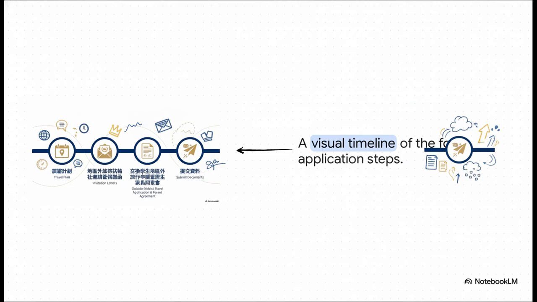This process builds a really clear timeline. First, you and your hosts outline the where and when of your travel plan. Next up, you obtain the formal invitation and guarantee letter directly from the hosting Rotary Club. Then, you complete the outside district travel application along with the parent agreement. And lastly, you compile and submit all that data. It's a totally logical progression, taking you straight from a fun idea to a fully approved itinerary.